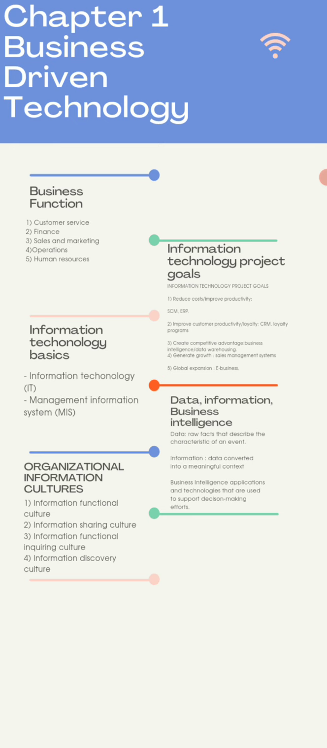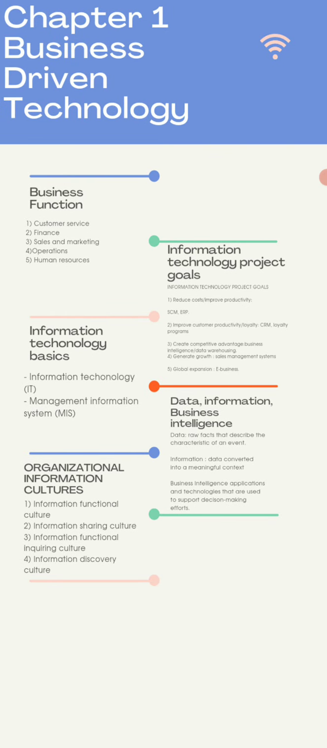Okay, the next point is information technology basics. The first one is information technology, which is IT. It is a field concerned with the use of technology in managing and processing information. The next one is management information system, MIS. It is a general name for the business function and academic discipline, covering the application of people, technologies and procedures to solve business problems.